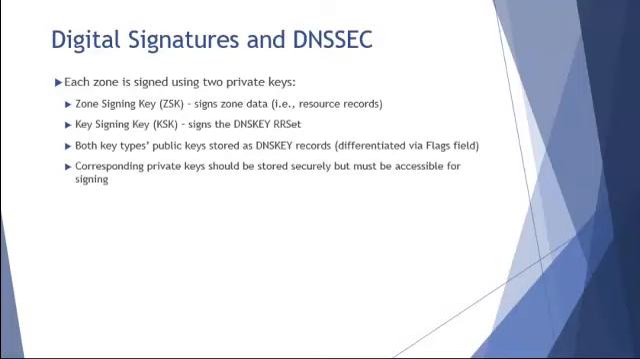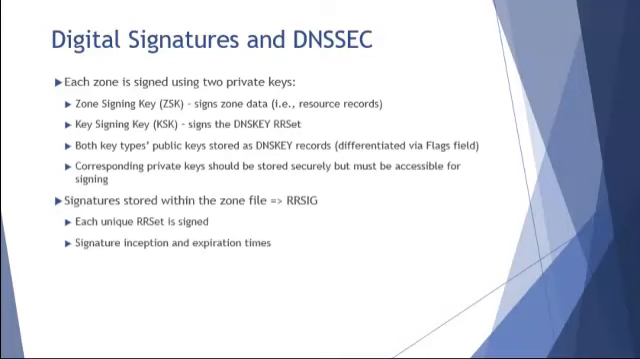Both public keys are stored in the DNSKEY resource record set within the zone, and the corresponding private keys should be stored securely, even with a hardware security module if appropriate, so that an attacker can't compromise and get your private key. If they can get your private key, they can basically come up with alternative zone information to mimic your zone, sign it with your key, and it'll look legitimate. So you want to keep that private key secure. Signatures are stored within the RRSIG record type, as I mentioned, and each RR set is signed.